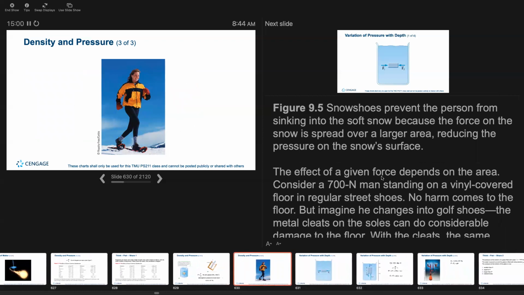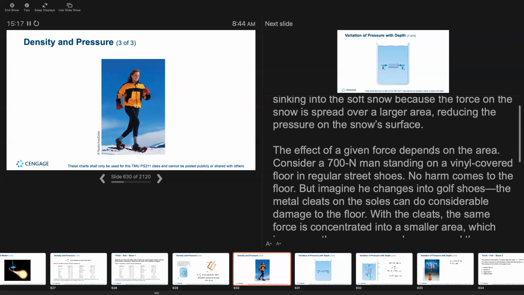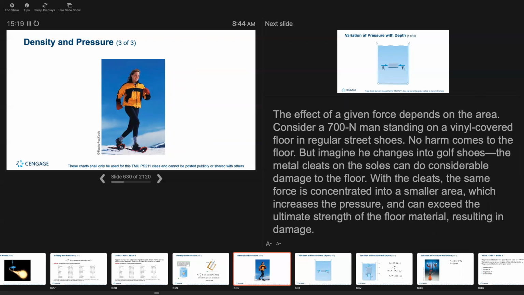So here we're seeing an interesting example of snowshoes. Snowshoes prevent a person from sinking into the soft snow because the force on the snow is spread over a larger area, reducing the pressure on the snow surface. You may have had that experience of walking in the snow. If you didn't have these, your feet would cave into the snow, depending on the density of the snow that you're walking on. The effect of a given force depends on the area.